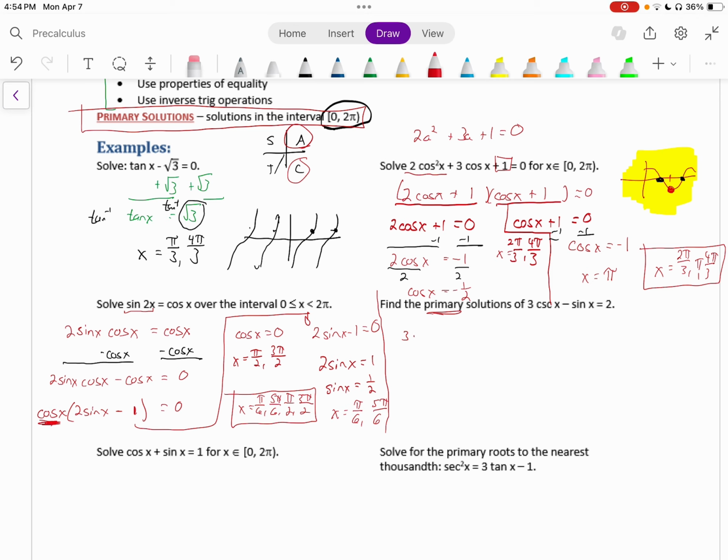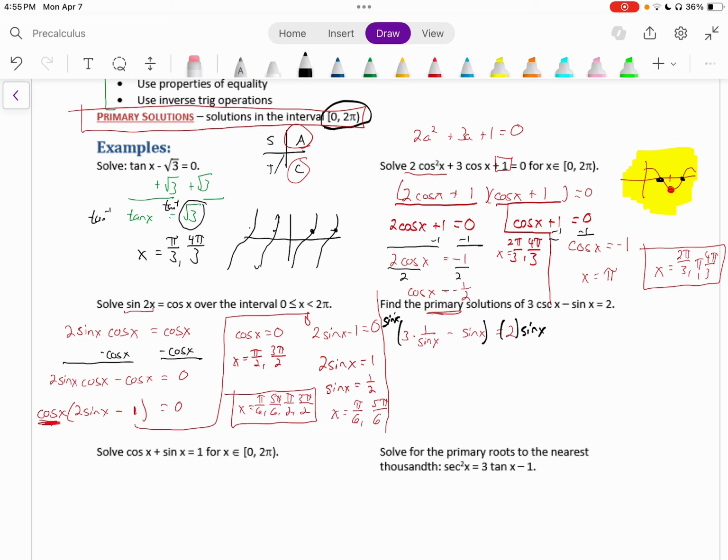So 3 times 1 over sine x. You could just put 3 over sine x as well. Minus sine x equals 2. So we change the form, and now we can do some work with this. Oftentimes when we have a denominator, we like to try to eliminate that. So we're going to multiply both sides by the denominator, which is sine of x.